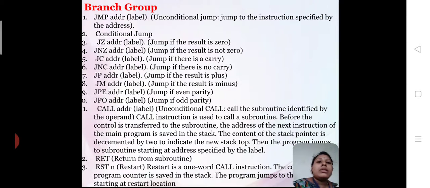Here RET means return from subroutine. Then call, unconditional call. These are some of the branch group instructions. This is very important in the unit 3 programming part, so let's see all of them one by one briefly.